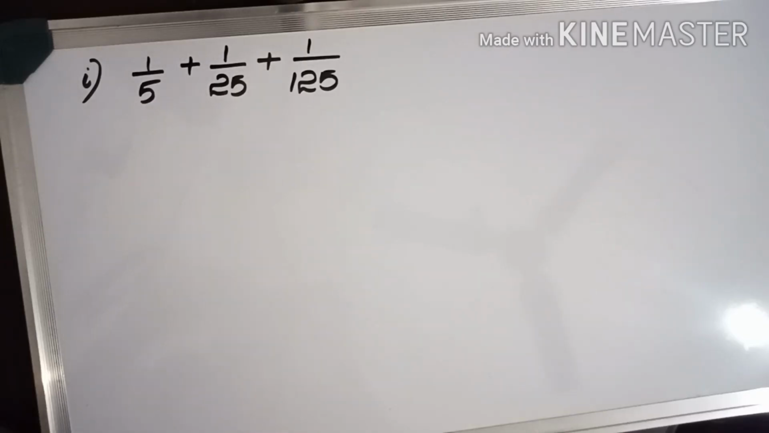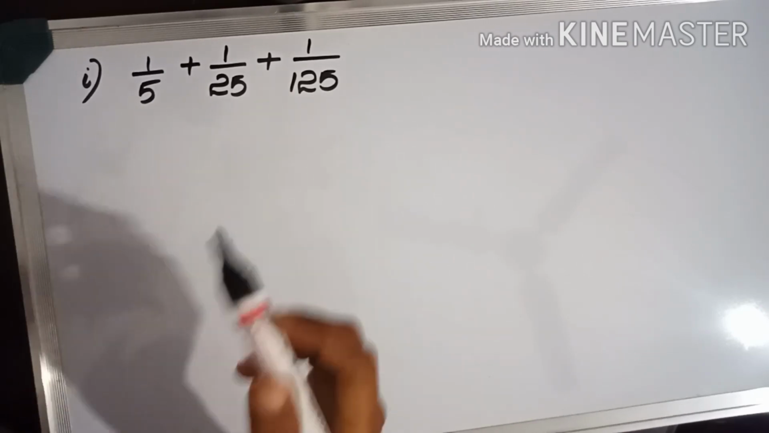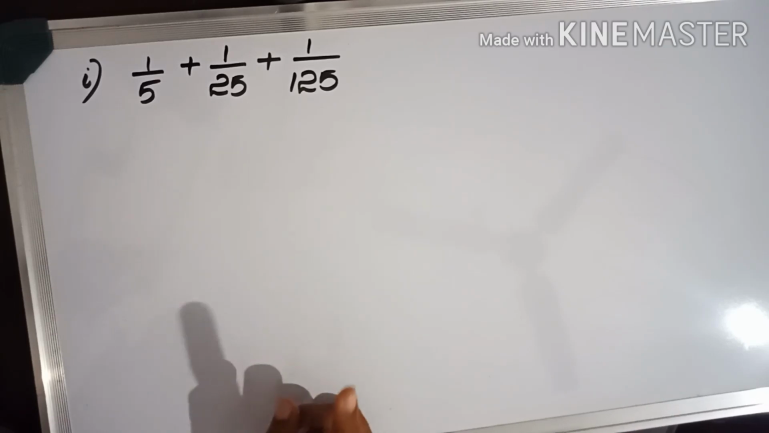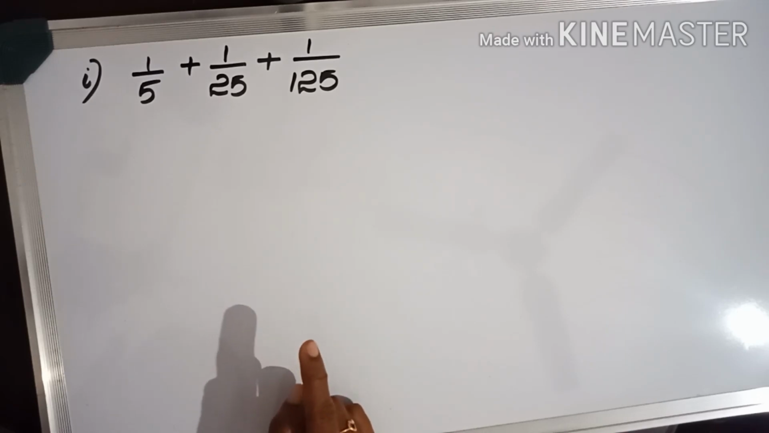This is the question: 1 by 5 plus 1 by 25 plus 1 by 125. We need to find the decimal form of the sum of these fractions. Three fractions are there. First of all we need to find the sum, then only we can find the decimal form.